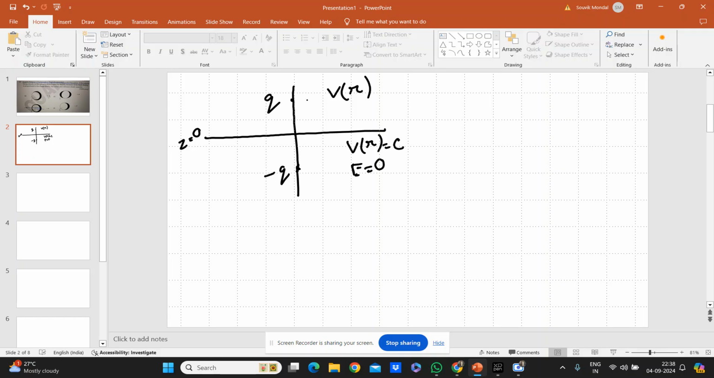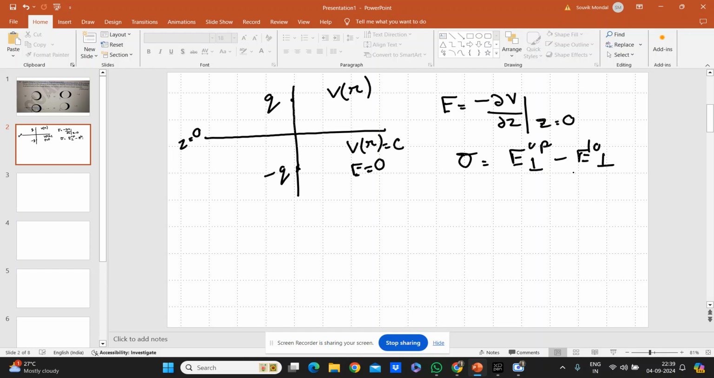So in this upper region we calculate V(R), then we calculate the normal component, that is del V by del z at z equal to 0. The discontinuity of the electric field gives you the charge density, right? The normal component of the electric field in the upper region minus the normal component in the lower region, this discontinuity, gives you sigma, the charge density. In this case the lower region is 0, so you only have to calculate the upper region electric field, and that will give you sigma.